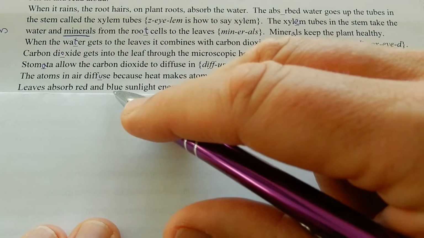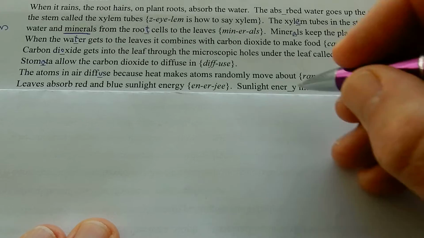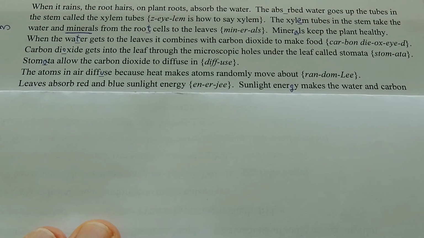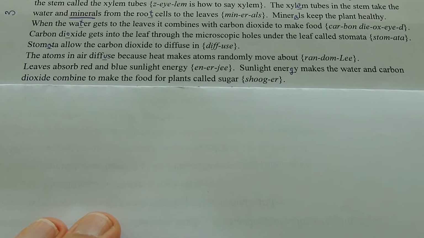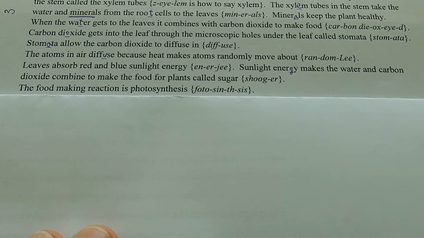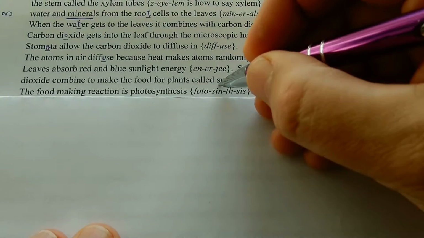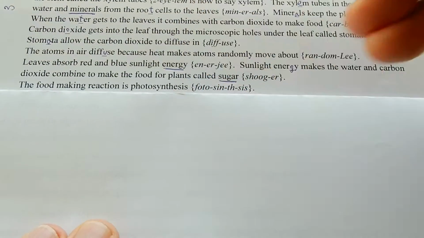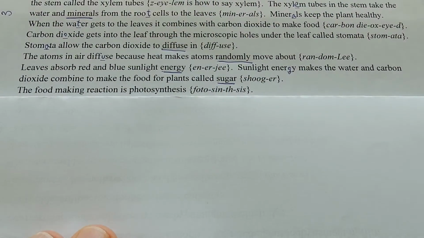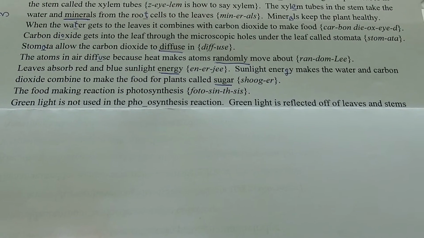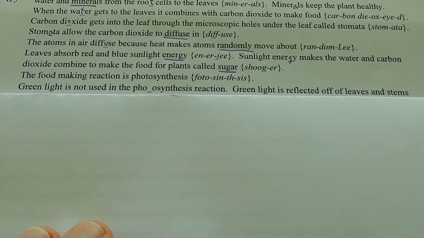Leaves absorb red and blue sunlight energy. Sunlight energy makes the water and carbon dioxide combine to make the food for plants called sugar. Sugar is the food for plants. The food making reaction is called photosynthesis.